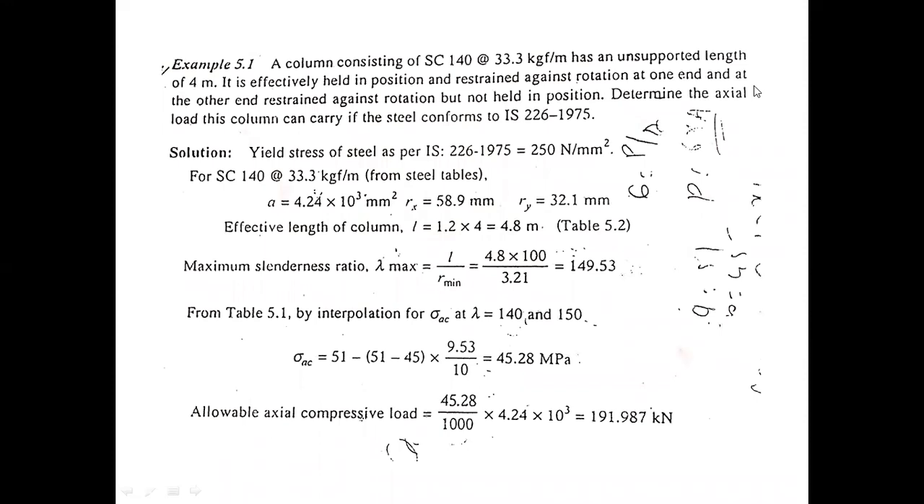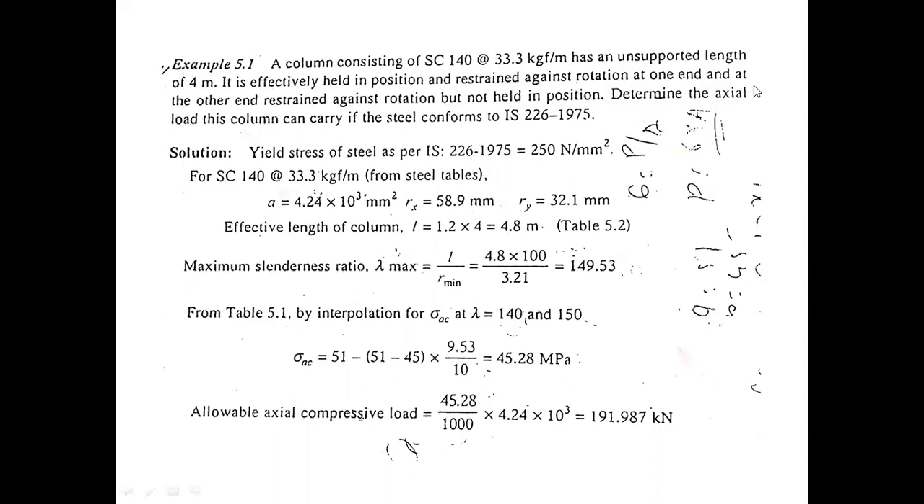A column consisting of SC 140 at 33.3 kg per meter has an unsupported length of 4 meter. It is effectively held in position and restrained against rotation at one end, and the other end restrained against rotation but not held in position. Determine the axial load this column can carry if the steel conforms to IS 226.